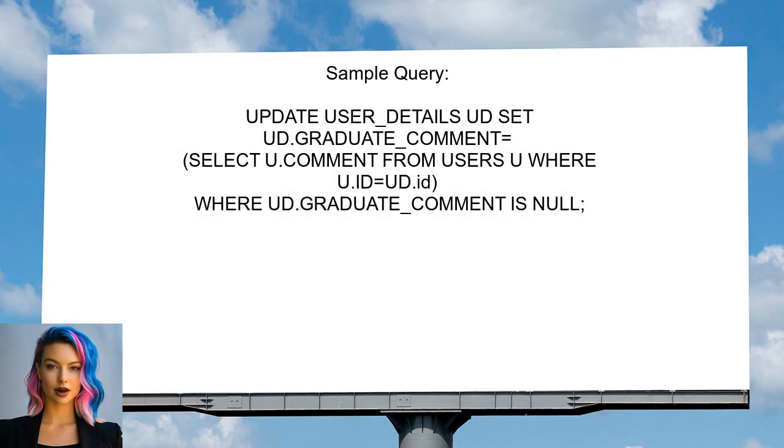As an example, they provide a sample query where the user details table is updated based on a subquery from the user's table. This shows how to reference the outer updated table in the inner select.